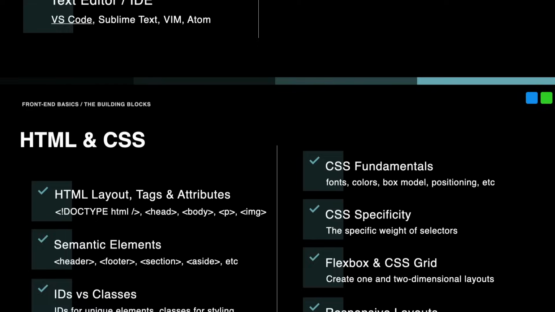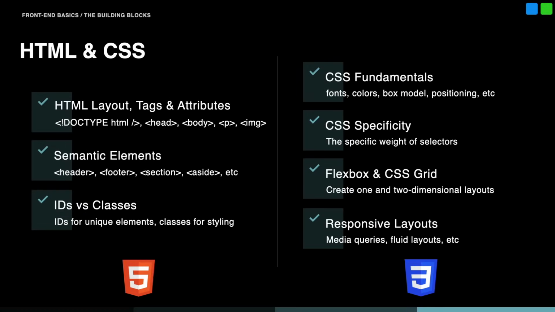Okay, so now that you know your overall goal as a developer and you have your basic tools ready, let's get into the first and arguably the most important two technologies in web development, and that's HTML and CSS. In fact, even if you plan on solely being a back-end developer, I'd still recommend learning the basics of HTML and CSS. These are the two building blocks of the web, at least of the visual web.